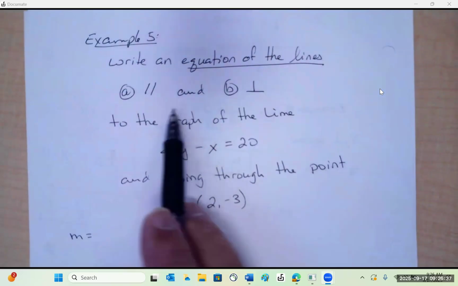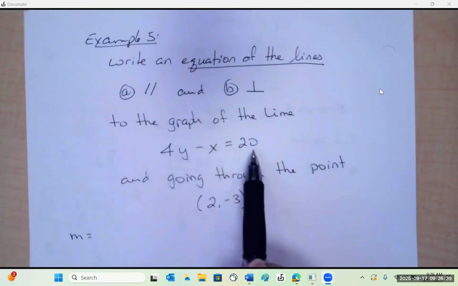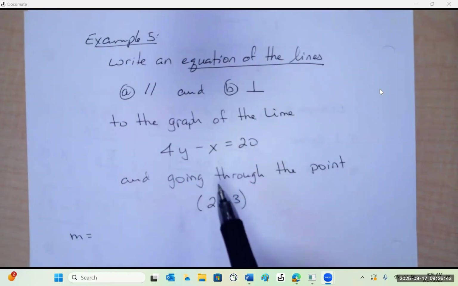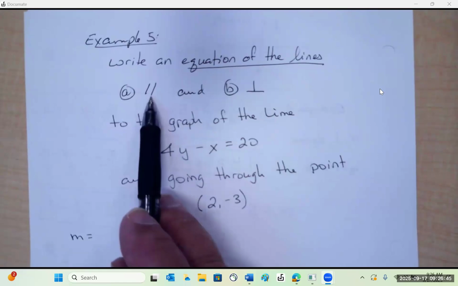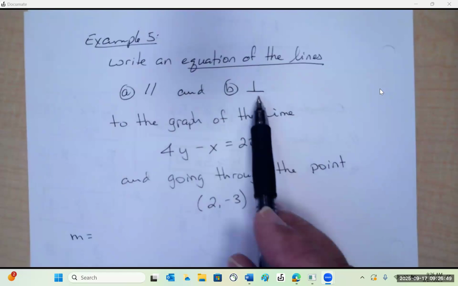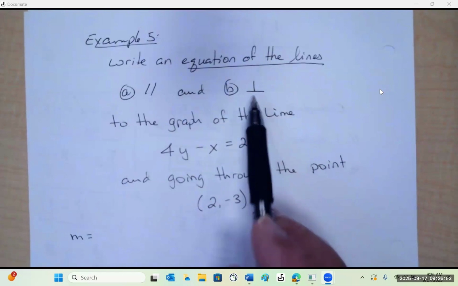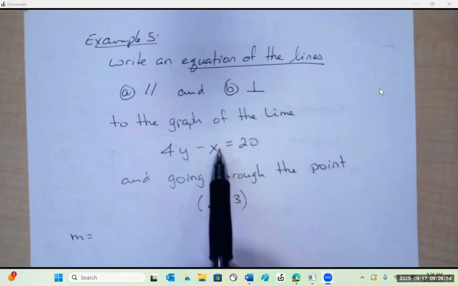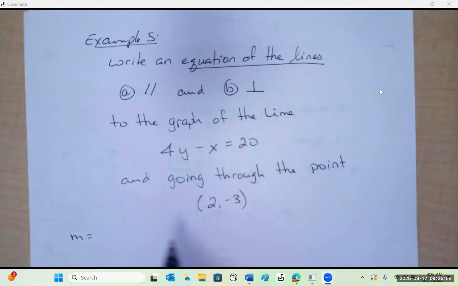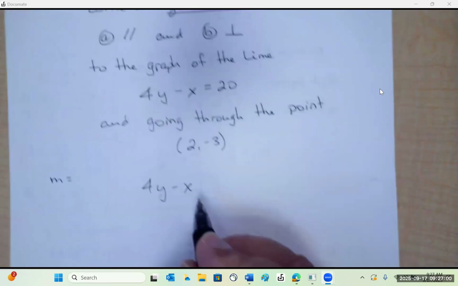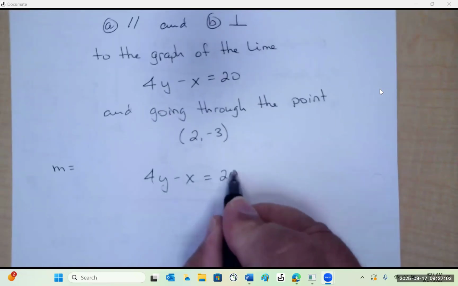It's got to be parallel or perpendicular to this line. So how do you know if it's parallel or perpendicular? If it's parallel, what do we know? Has the same slope. If it's perpendicular, it's a negative reciprocal. So we have to find the slope of this line. So the first thing we've got to do is take this equation and solve for y.